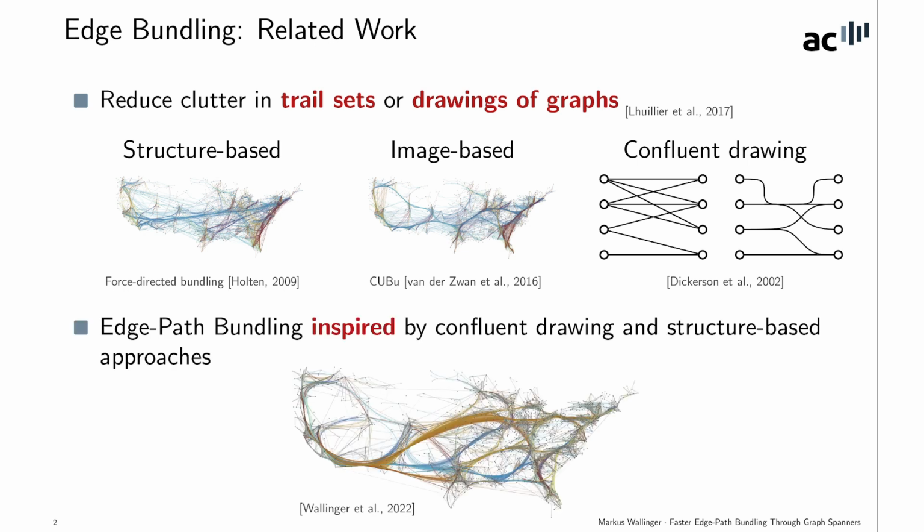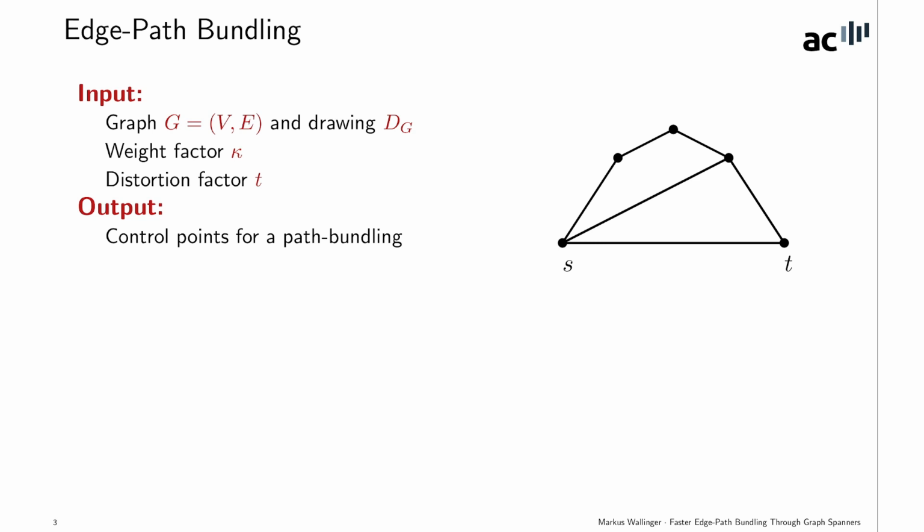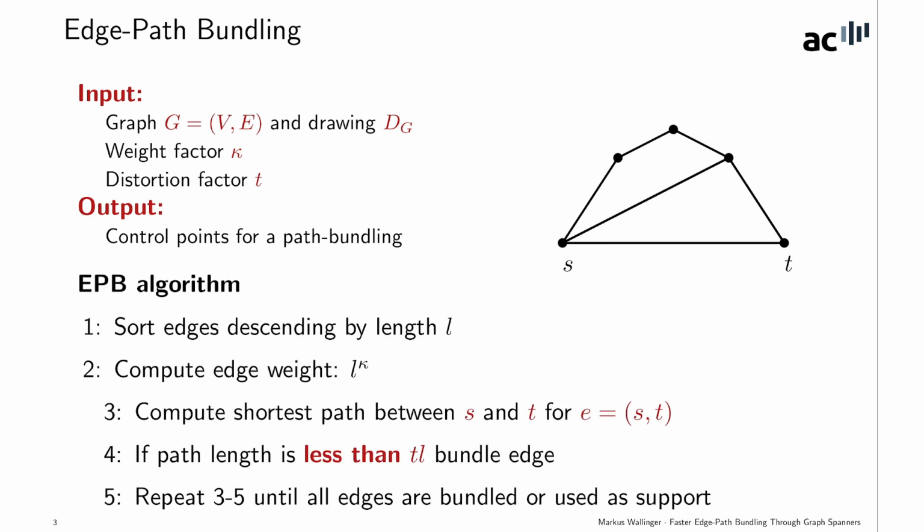Edge path bundling is inspired by the conjoint drawing and structure-based approaches. Here, edges are not bundled by pairwise similarity, but rather edges are bundled against an existing path in the graph. Let me briefly reiterate the edge path bundling algorithm on a small example.